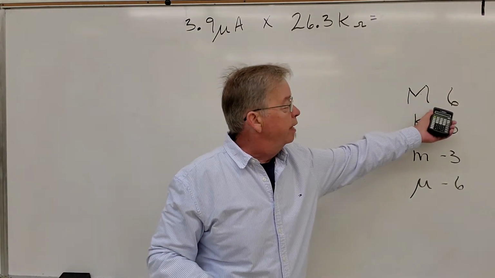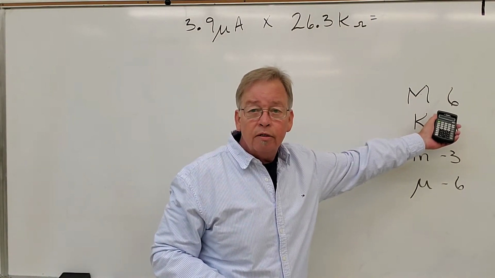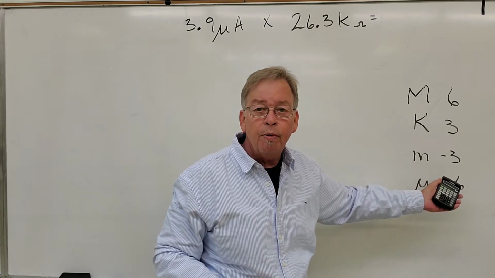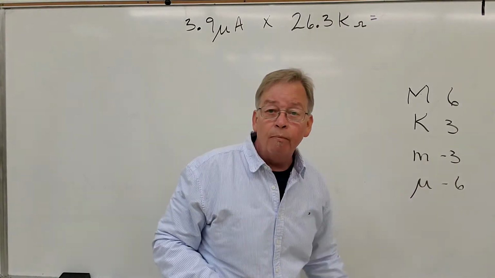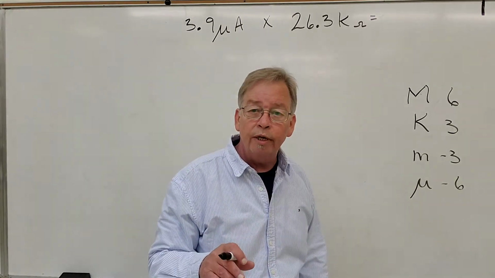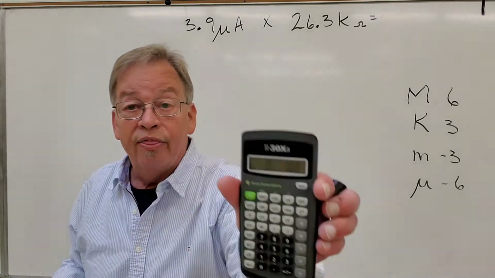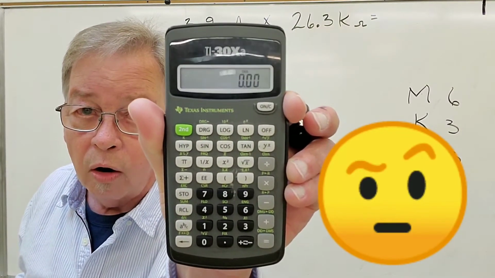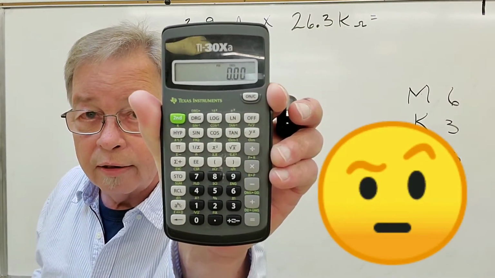So for the mega, we know it's exponent 6. For kilo, it's exponent 3. For milli, it's exponent -3. And for micro, it's exponent -6. We have to consume this because I can tell you, there is not a kilo key or a micro key or any other kind of key on this calculator.